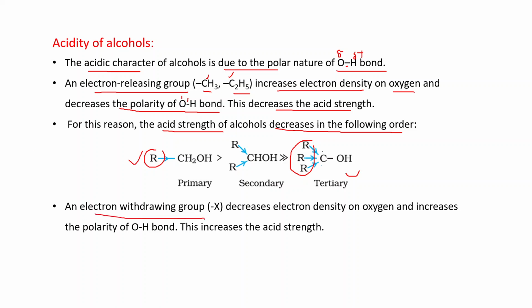An electron withdrawing group, that is, a minus I effect group, decreases electron density on oxygen and increases polarity of the O-H bond, and this increases the acid strength.